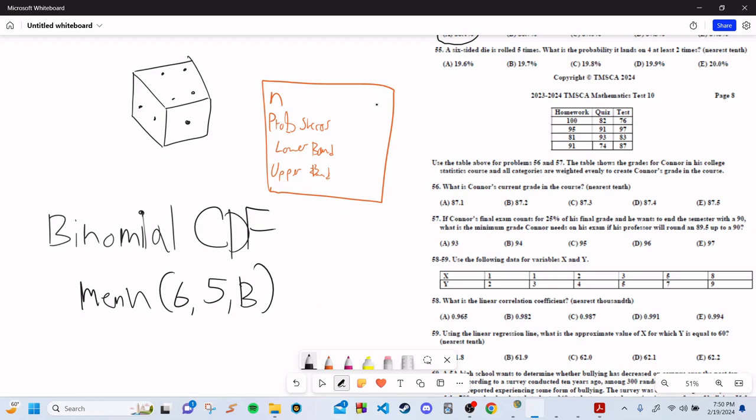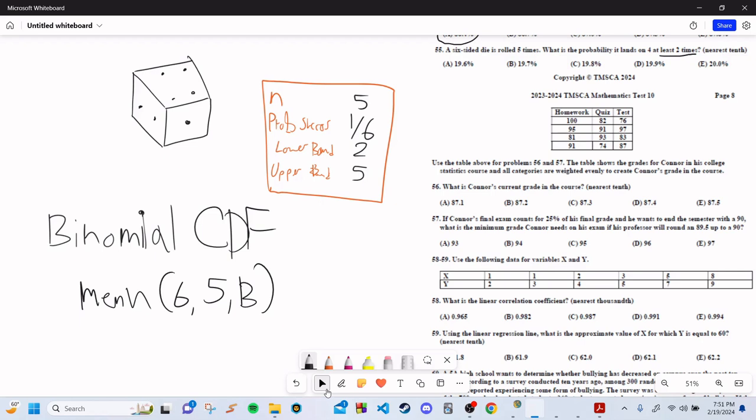Okay, so the number of trials, well, we're rolling it 5 times, so that's going to be 5. Probability of success, well, that's 1/6, right? Because the probability it lands on a 4 on a 6-sided die is just 1 out of the 6 sides. And we want the probability that it happens at least 2 times. So our lowest is if it happens twice, and our highest is if it happens all 5 times.